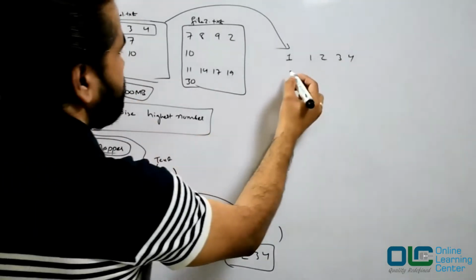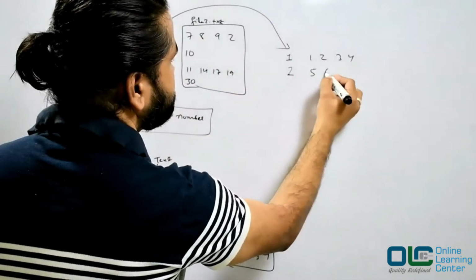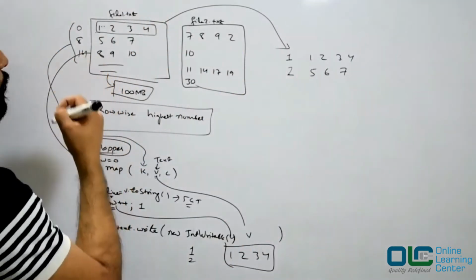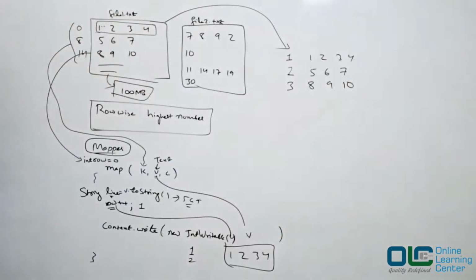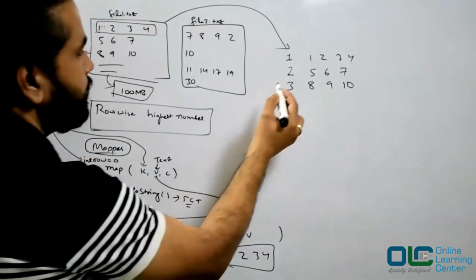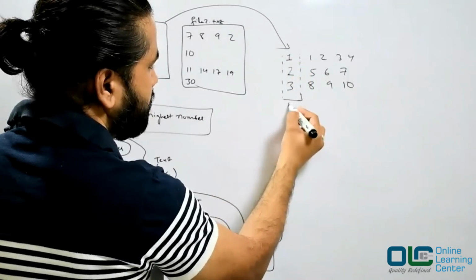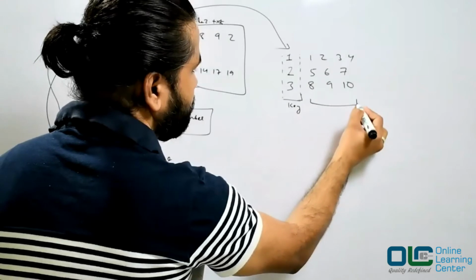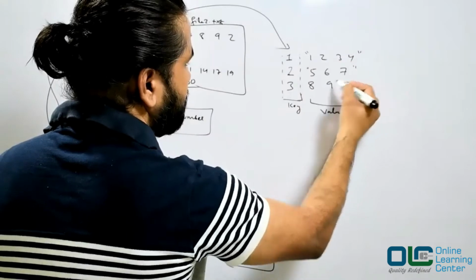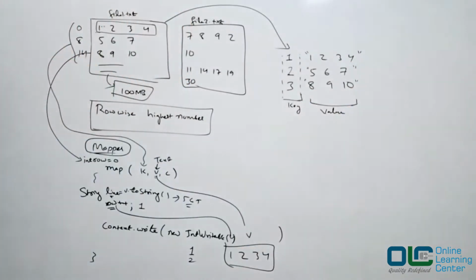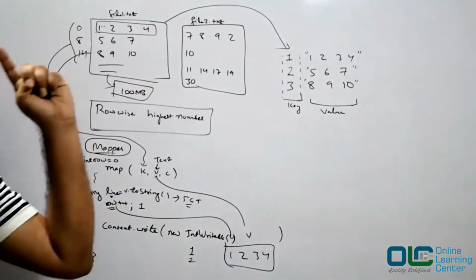For this you are going to send 2 5 6 7. For this row you are going to send 3 8 9 10. This is how you are going to send your data as key value pair. This is your key, and this is your value, and this value is basically just a string. They are just a string, done. So you're just sending all this data to your reducer.